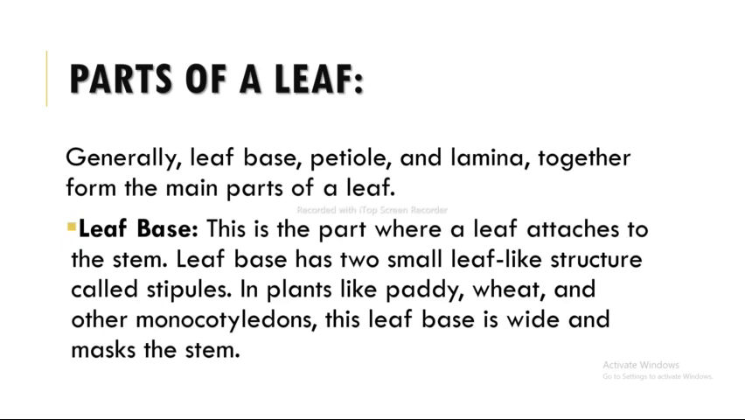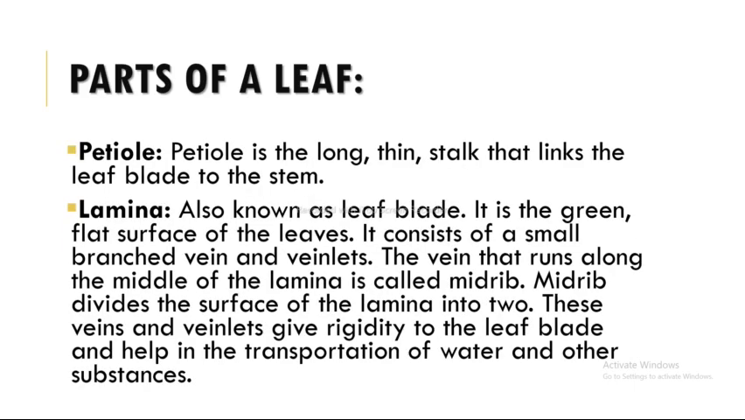So the first one is the leaf base. I will discuss it further. This is the part where a leaf attaches to the stem, and the leaf base has two small leaf-like structures which are known as stipules. In plants like paddy, wheat and other monocotyledons, this leaf base is wide and masks the stem. The next part of the leaf is the petiole. The petiole is a long, thin stalk that links the leaf blade to the stem.